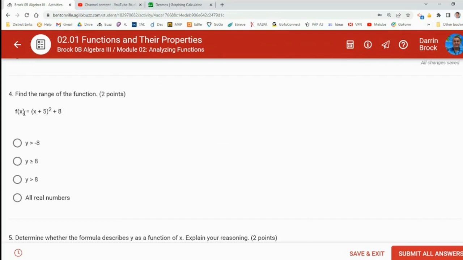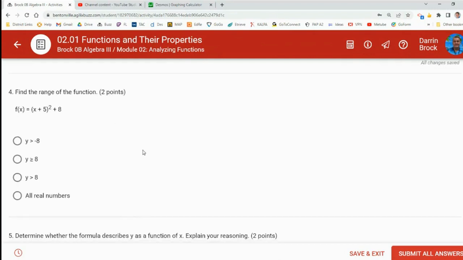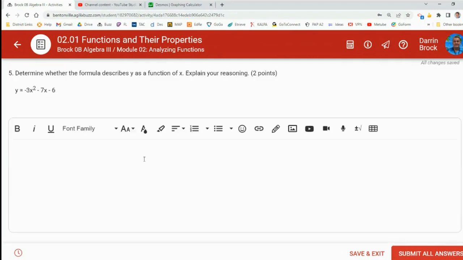So if I have that, what are the possible y's? You may need to graph that to tell you. You can always put that on Desmos on a graph and check out the range and say, what are the possible y's? And then the fifth one you have to answer.